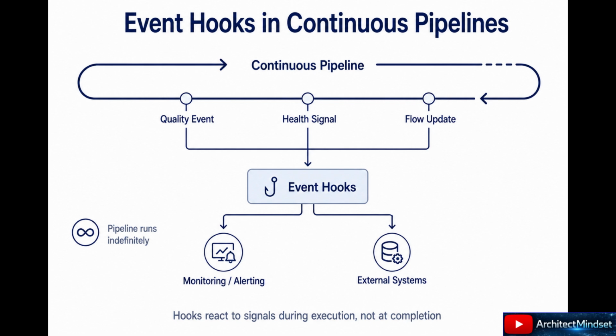In the continuous mode, the pipeline runs indefinitely. Event hooks here can monitor the health of the stream by listening for specific data quality events or flow level updates without needing to wait for a final completion event that never comes.